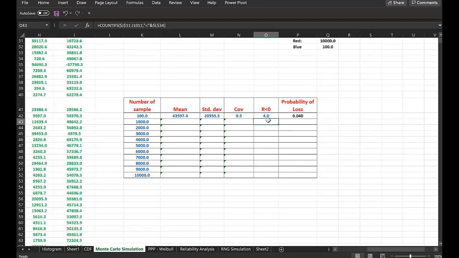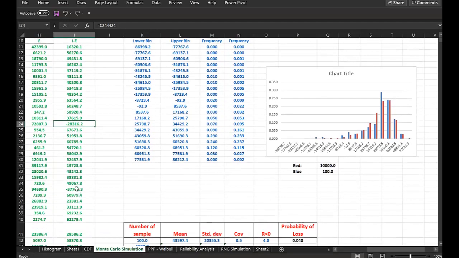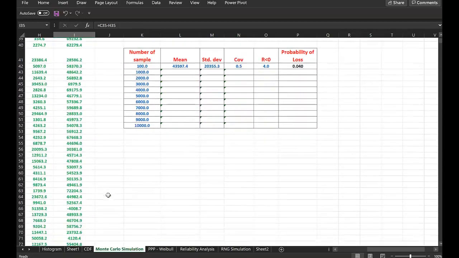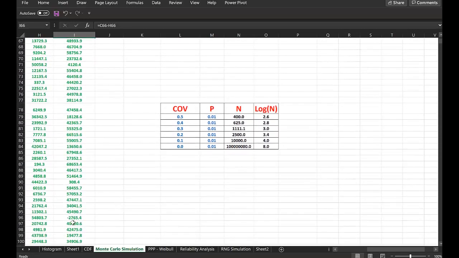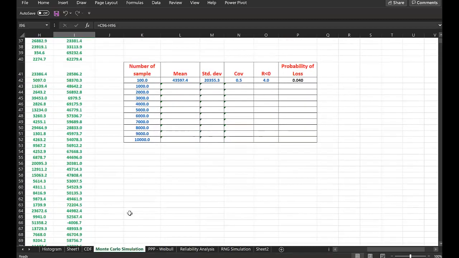If you see, there are only 4 samples that are negative. We can also verify in this case. So one sample is this, that is negative. This is the second sample that is negative, and then we should have a third sample, this is negative, and one more sample that is negative. So these are the 4 samples. In 100 samples, there are only 4 samples that are negative. So we can calculate the probability of loss: this divided by the number of samples, in this case 100.